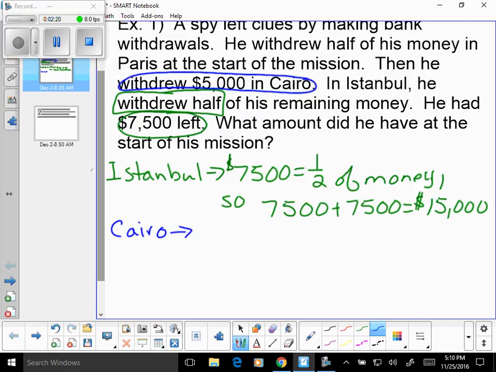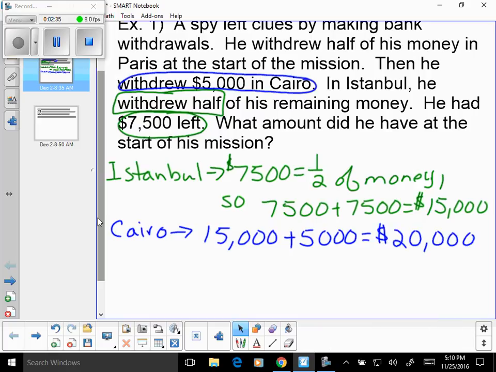And we know that he had $15,000. It says he withdrew $5,000, so we're going to do the opposite, meaning we'll add $5,000. So we now know that at least when he first got to Cairo, he had $20,000. The last thing we do is go back to Paris.